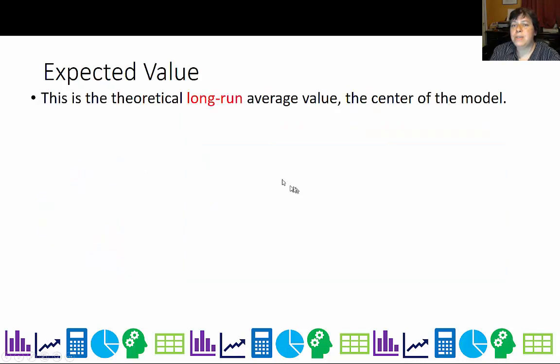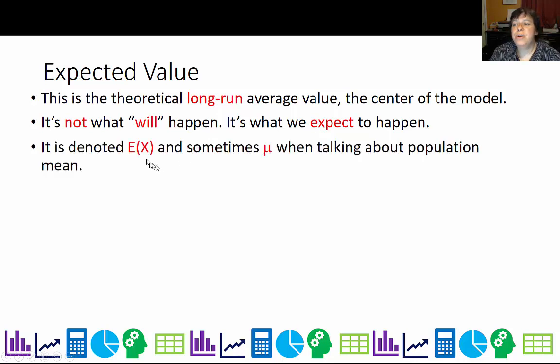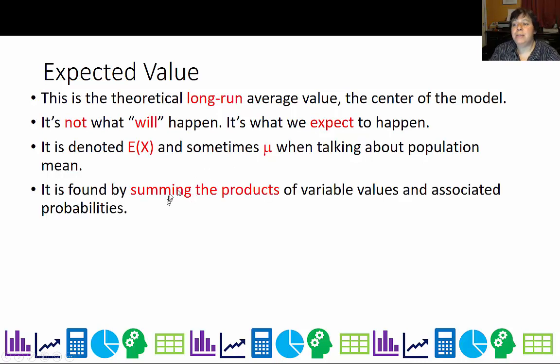Well, an expected value is a theoretical long-run average value. It's the center of the model. It's not what will happen, but it's what we expect to happen in the long run. We denote it by E of x, and sometimes mu when talking about population mean. It can be found by summing the products of variable values and their associated probabilities, and this is the formula.